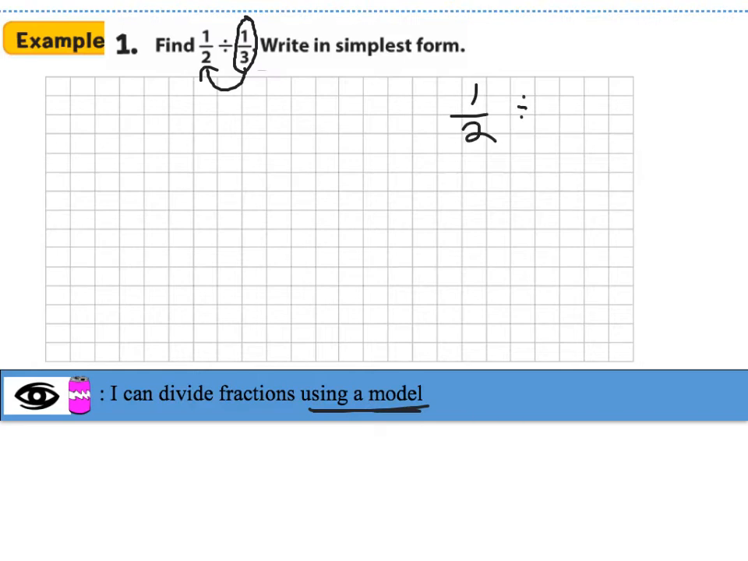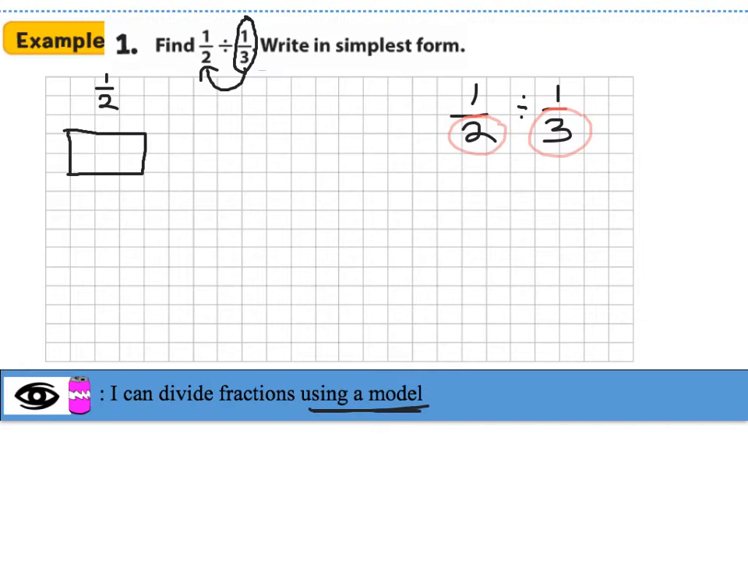So I've got 1/2 divided by 1/3. And if I look at my denominators, one of the denominators is a 2, and the other denominator is a 3. That means that I'm going to have to create a model that is 2 boxes high by 3 boxes long. So here's my model right here. 2 boxes high, that's the first denominator, and 3 boxes long, which is the second denominator. So this is going to make one full candy bar.